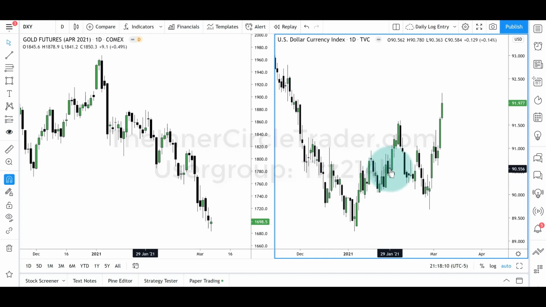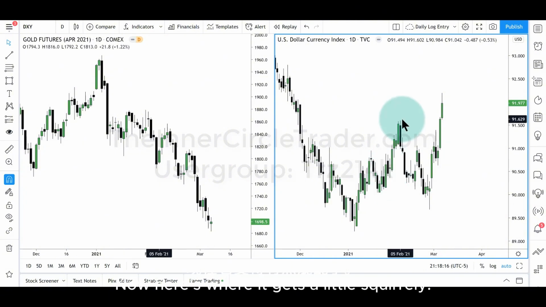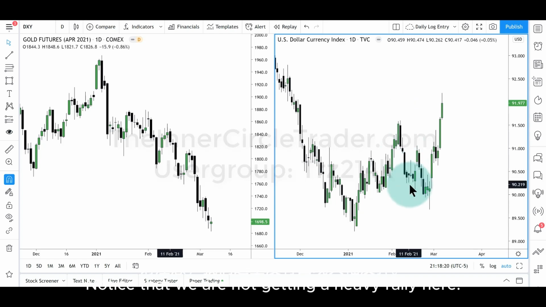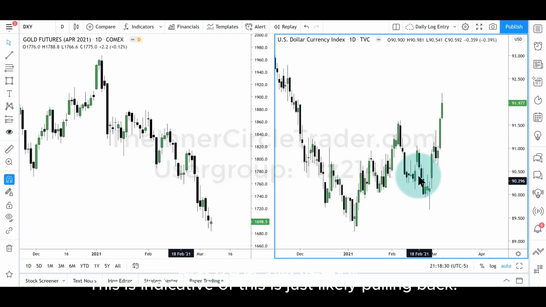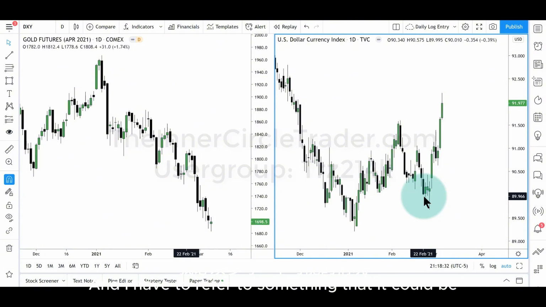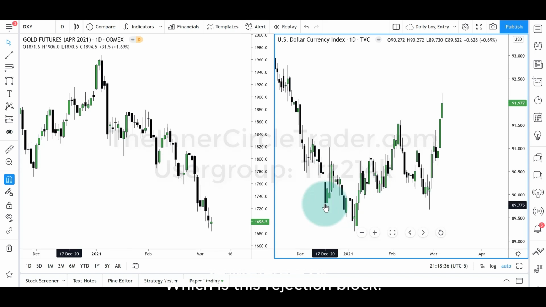Here's the 28th, the 29th, there's your low, and it rallies. Now, here's where it gets a little squirrely. When we have this breakdown like this, notice that we are not getting a heavy rally here. This is indicative of this likely just pulling back, and I have to refer to something it could be tracing to, which is this rejection block.